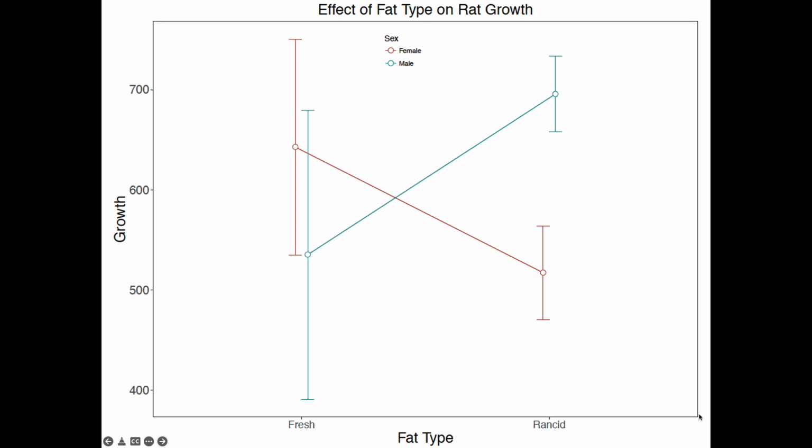And all it's really saying is that treatment level A affects males and females differently than treatment level B affects males and females. So anytime you make these interaction charts and you see that the lines are not parallel, that's usually some signal that there's an interaction occurring.